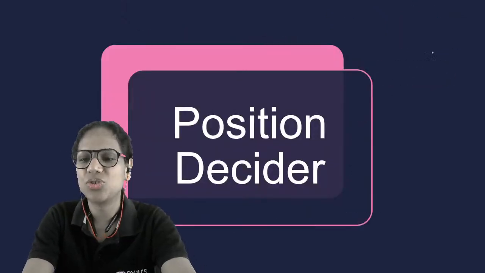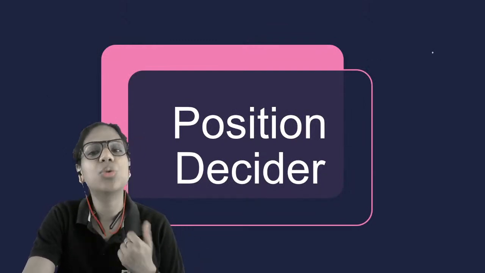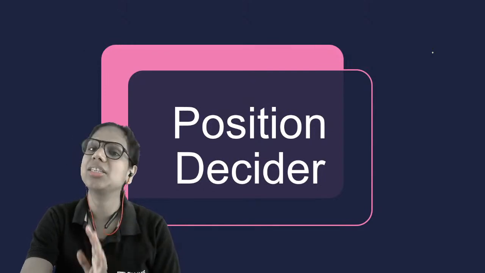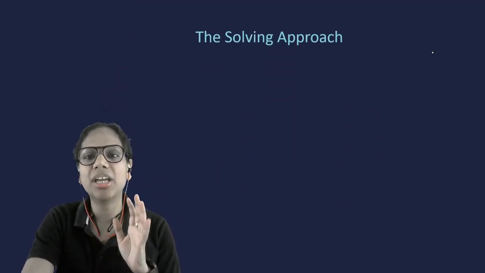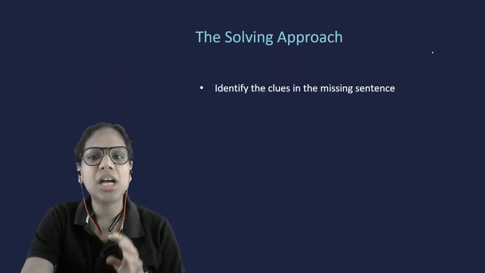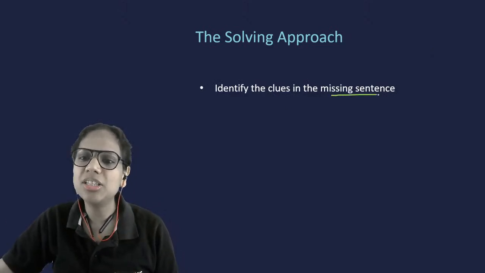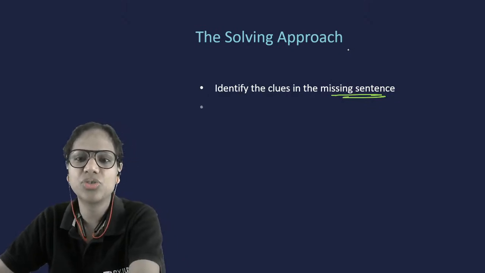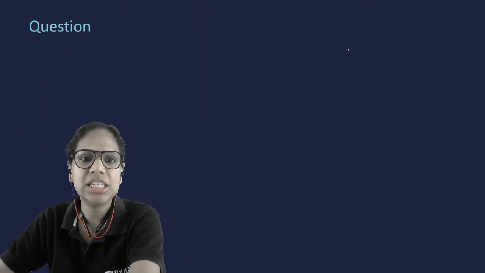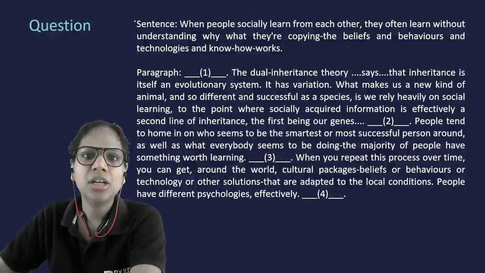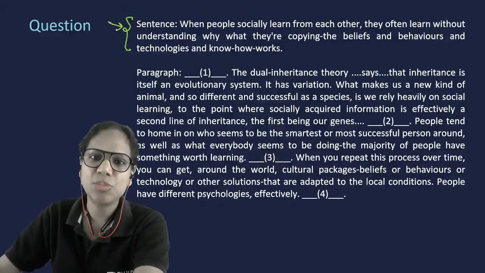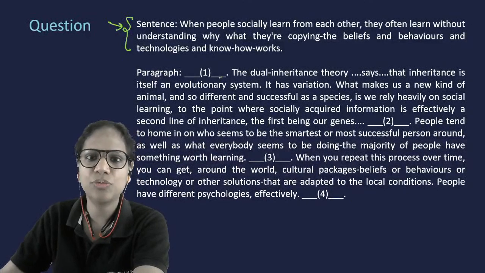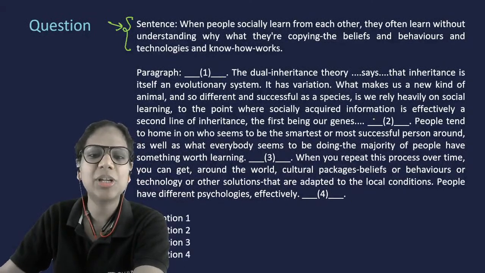Coming to the next question type, position decider, which was a new question type that was asked in CAT 2022. This is actually an easy question type. So my approach for this: identify the clues when you read this missing sentence, the sentence that you have to plug. So this is how the question looks. This is the sentence that is missing. You have to plug it in at one of the places. You have to decide which is the correct place for it.